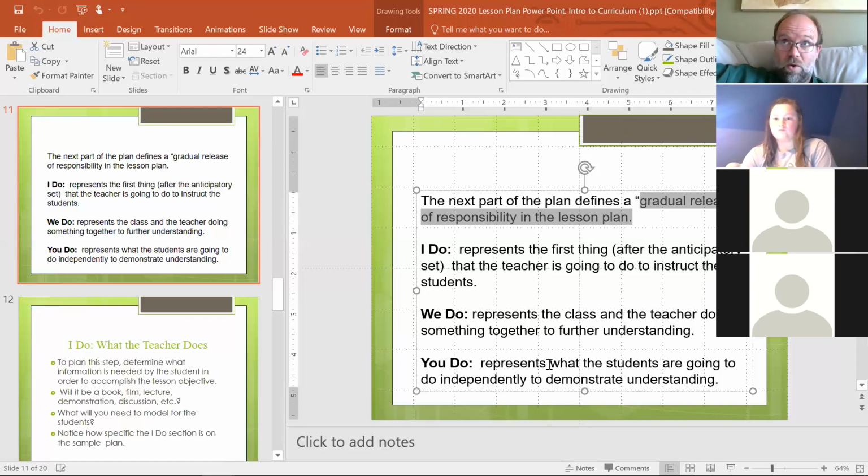That's essentially why you're doing your lesson plan. How do you get the knowledge from you to them, okay? Or how do you help them create that knowledge for themselves? That's the purpose of the plan.